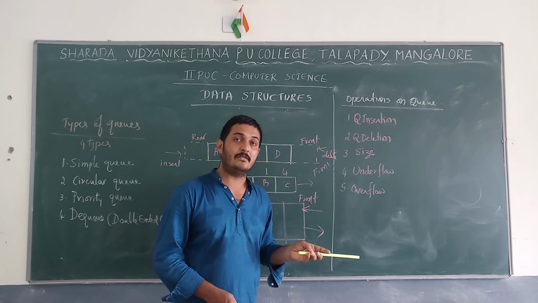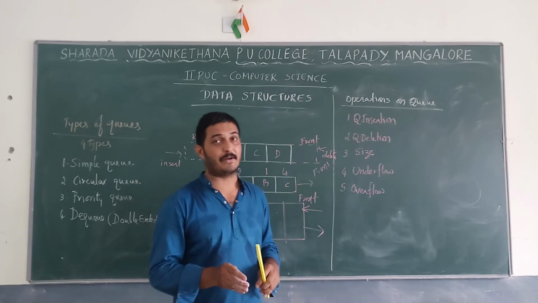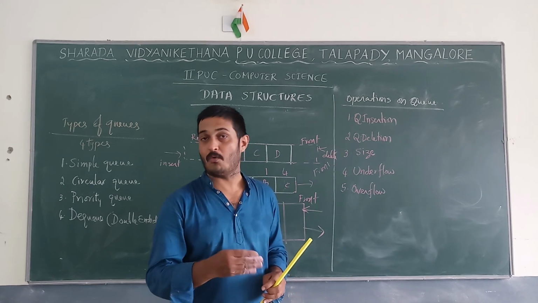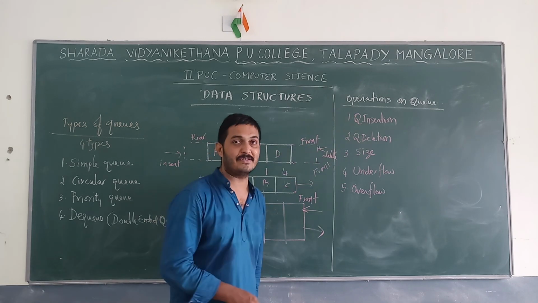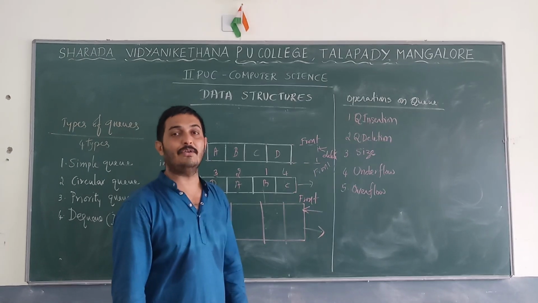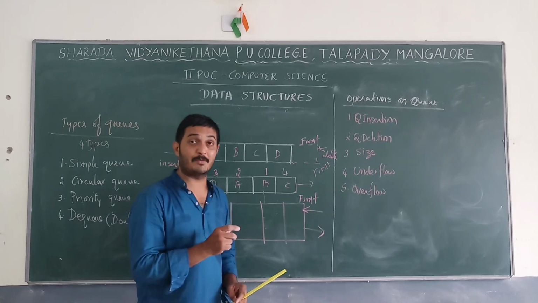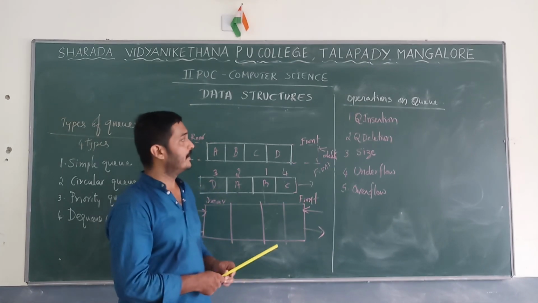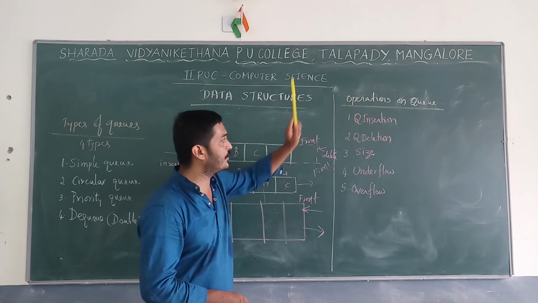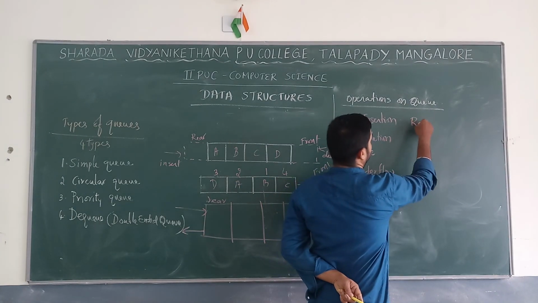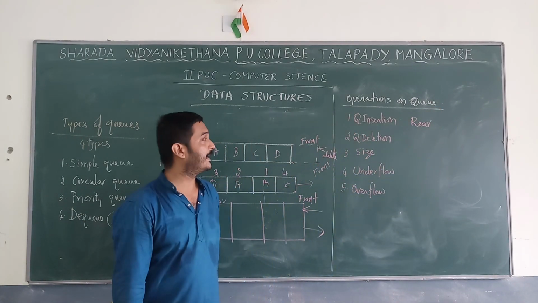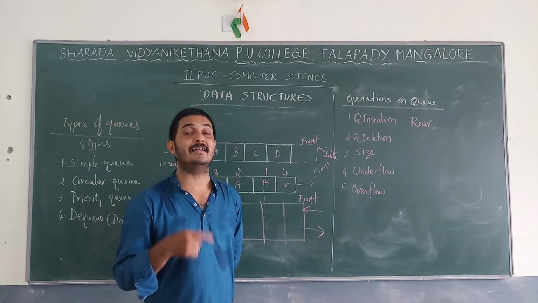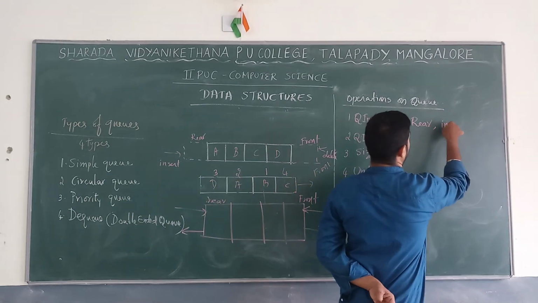What are the operations on stack? We already know that. There are 6 operations: push, pop, size, peek, underflow, overflow. But in this case, there are 5 operations in total. Your first one is queue insertion. Queue insertion means inserting an element from the rear end. We need the rear end to insert, and after performing this operation, the total number of elements in the queue will be incremented by 1.